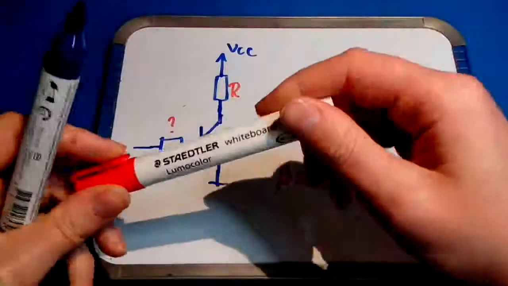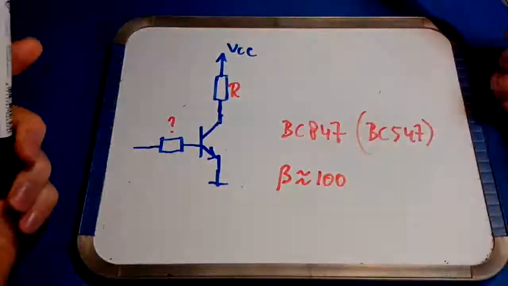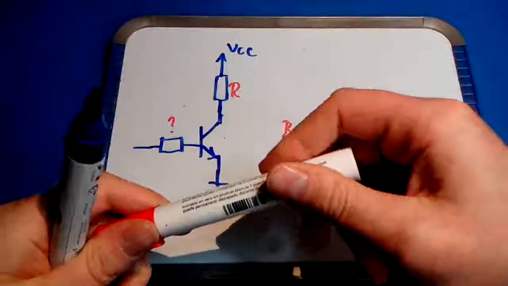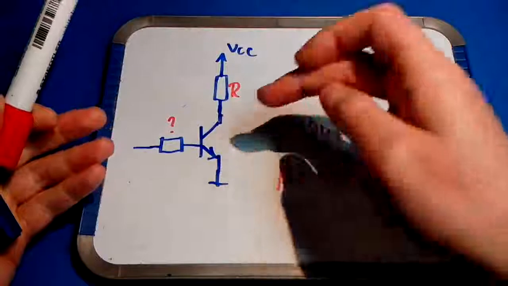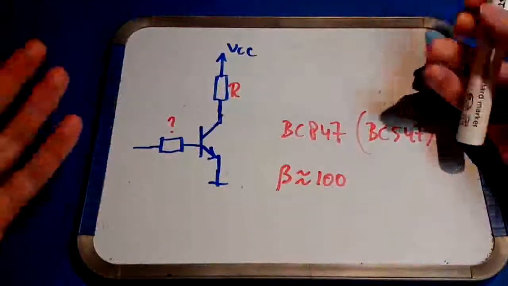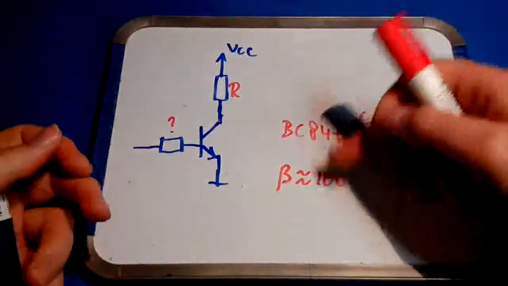But in the case of the Qibec CPU, we actually don't want to make use of this amplification behavior. We would like the transistor to behave like a switch, so it's either full on or full off, and we don't need this factor 100.